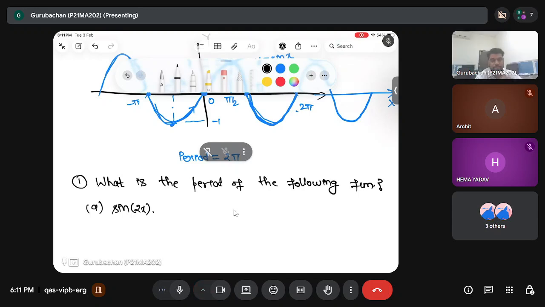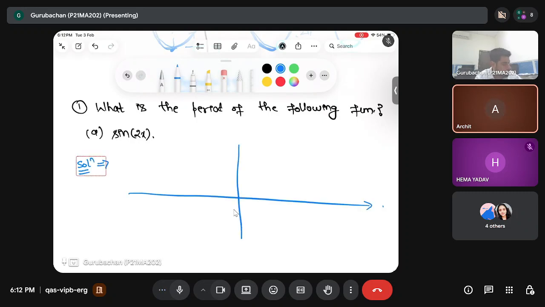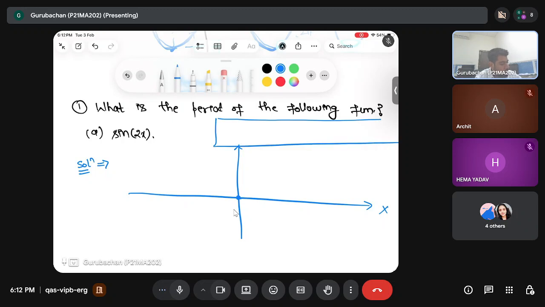Any answer? Sir, pi. Why? Sir, if we draw the graph, then at pi by 4 we will get value 1, and at pi by 2 we will get 0. So sin pi will be 0. Just what we do, we just draw a table for some values.